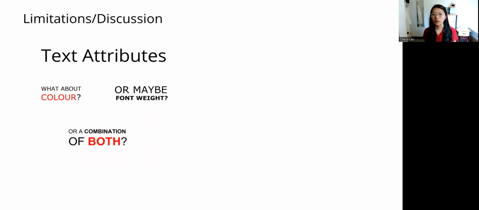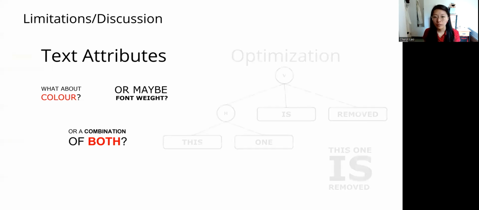So those design tasks really showed us the possibilities for different text attributes that we weren't able to address in this work. We only focused on word height, but a combination of characteristics like word color, font weight, opacity could have been used in the prioritization step as well.